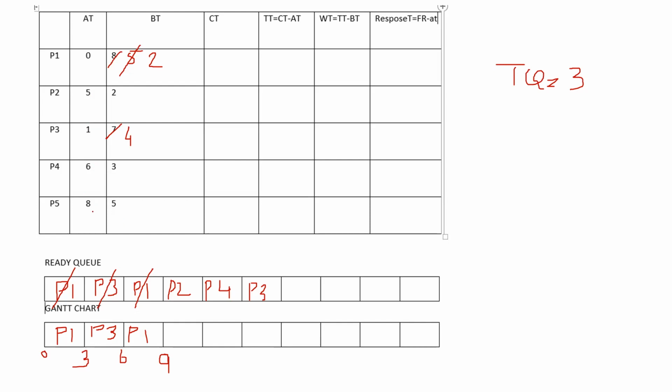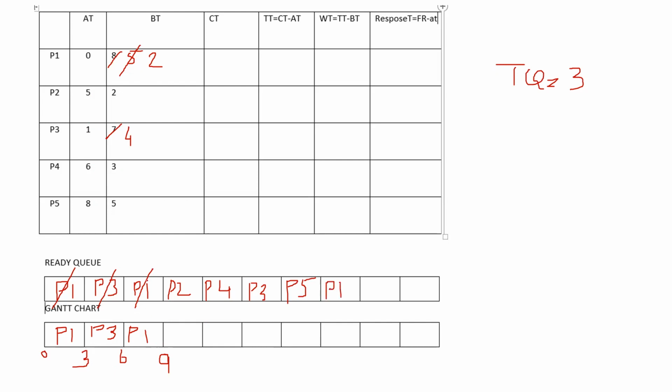At the time of 8, who came actually? P5 came, right? So you have to write it here. Which one will you write? P5, you will write. Now P1, 9 is over. Subtracted this one and 2 is there. Now this P1 I will keep here, but 9 time is over. So I will keep P1 here.